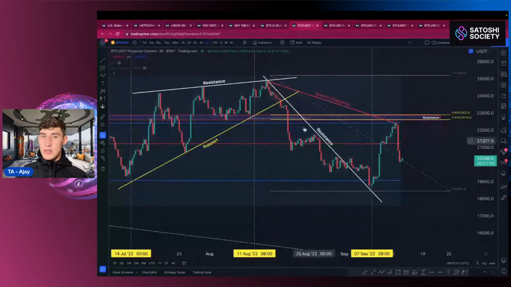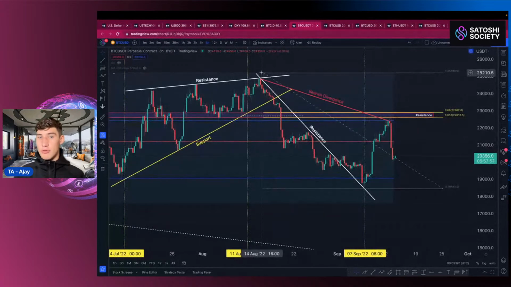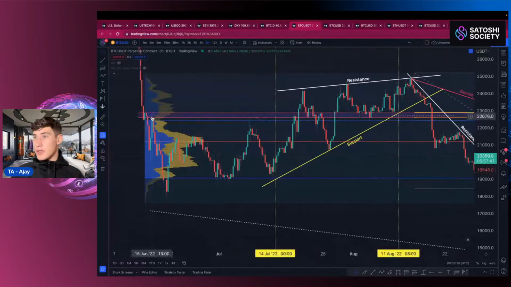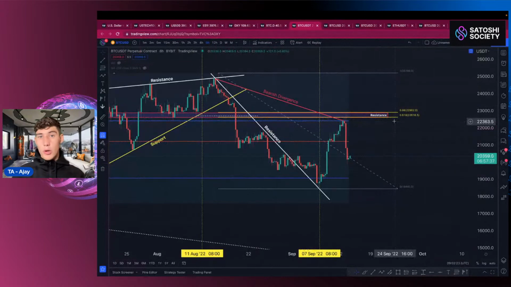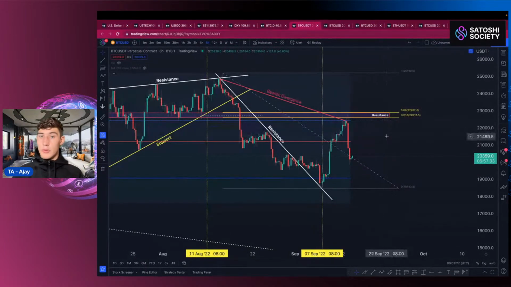Then what I did is I drew a Fibonacci retracement from this pivot high here to this pivot low down here. And you can see that the golden pocket between the 0.618 and the 0.66 lined up perfectly with my resistance level. That has been a major resistance level for a while now. So we can see these are two confluences that line up perfectly for this short position.